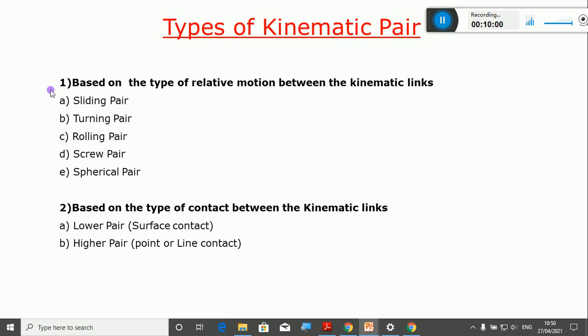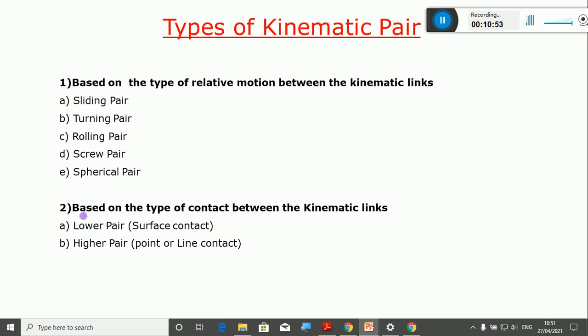Based on two criteria, I'm going to divide. The first one is based on the type of relative motion between kinematic links. When you consider a pair, it will have two links, correct? And those two links have which kind of motion, whether they are turning, rolling, or sliding, based on the relative motion between those two links or kinematic elements. So I can classify into five types. The first one is a sliding pair, second a turning pair, third a rolling pair, fourth a screw pair, and finally a spherical pair. In the next slides I'll explain in detail with the help of animations. So please take down these five types.